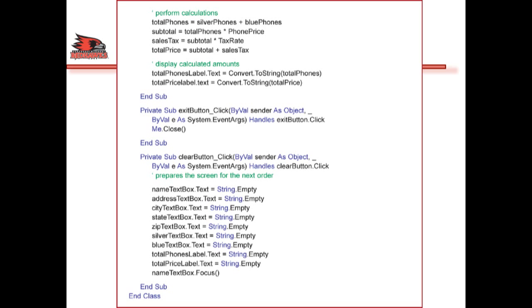In the clear button code, you have all those String.Empty, which is just a replacement of the quotes we used before. Each text box and all the labels are cleared out using either String.Empty or your quotes, whichever you want to use. And you see the final line before the end is NameTextBox.Focus with parentheses. That brings the focus back to the name text box, which is the first text box.